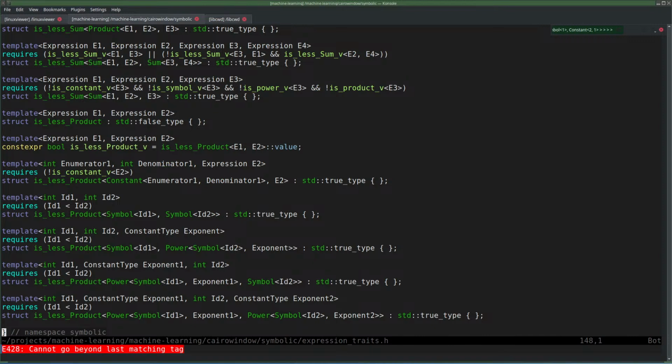Strange. By default it's false. And then I only make specializations when it should be true. It should be true if the first one is a constant and the second one is not. So a constant is smaller than any other thing, as long as not also a constant.